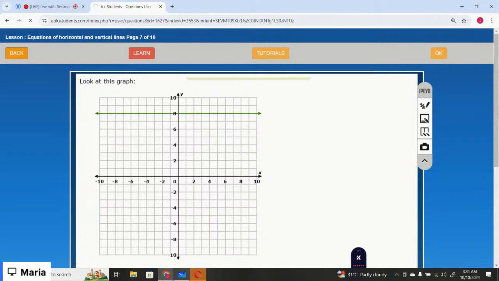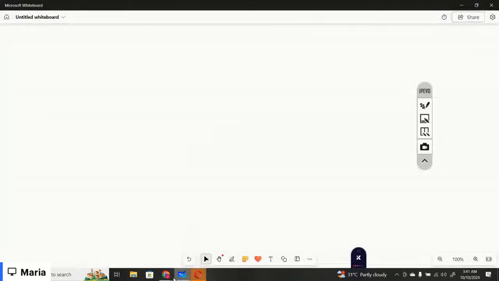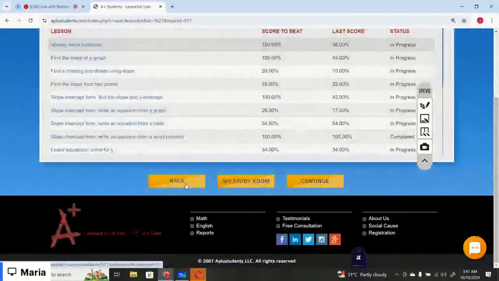So we were working on grade 9 math. The chapter we're working on is linear functions. The lessons we have covered today are write equations in standard form, compare linear functions, graphs, tables, and equations, standard form, find x and y intercepts, equations of horizontal and vertical lines. So please make sure before the next session you can complete all the practice questions for the lessons we just did.